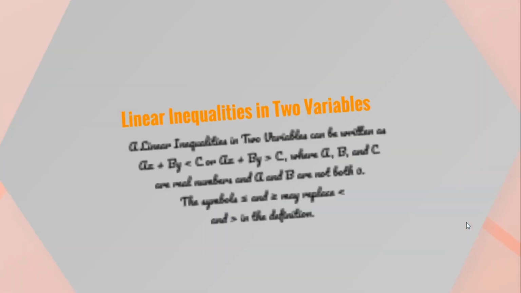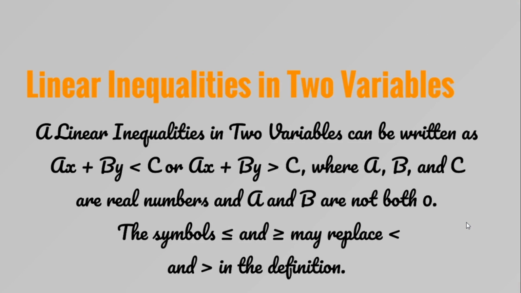So let's define linear inequalities in two variables. A linear inequality in two variables can be written as ax plus by is less than c, or ax plus by is greater than c, where a, b, c are real numbers and a, b are not both 0. Because class, when both are 0, only a constant is left, so it can no longer be called linear. The symbols less than or equal and greater than or equal may replace less than and greater than in the definition.